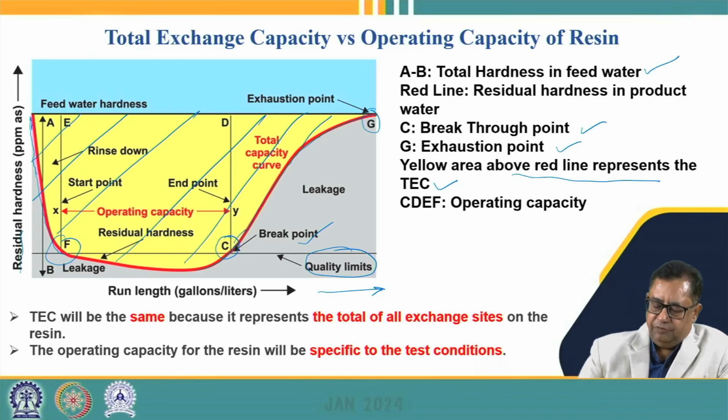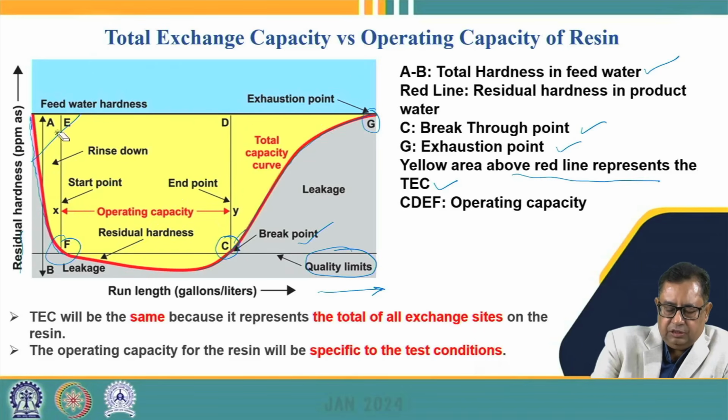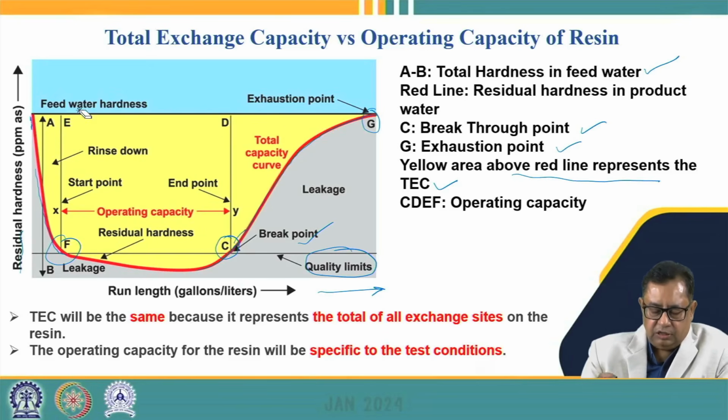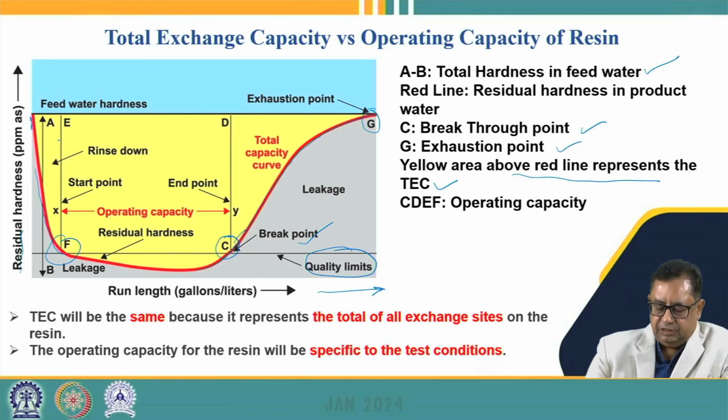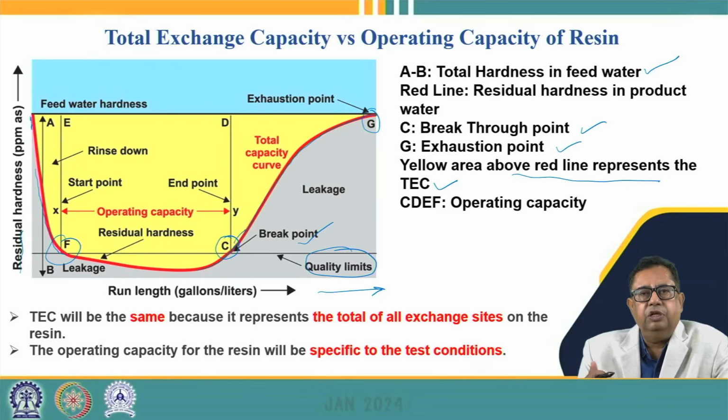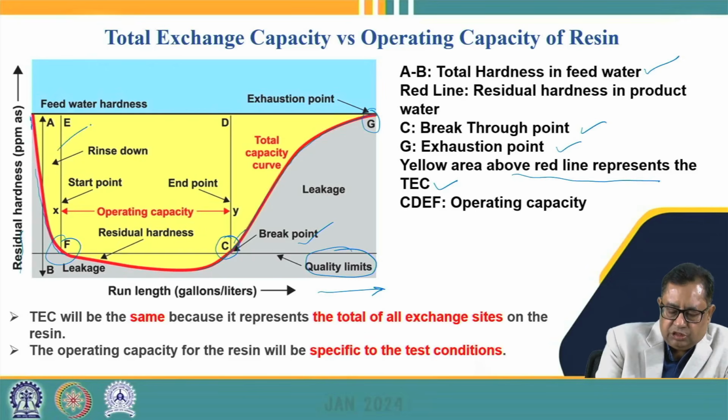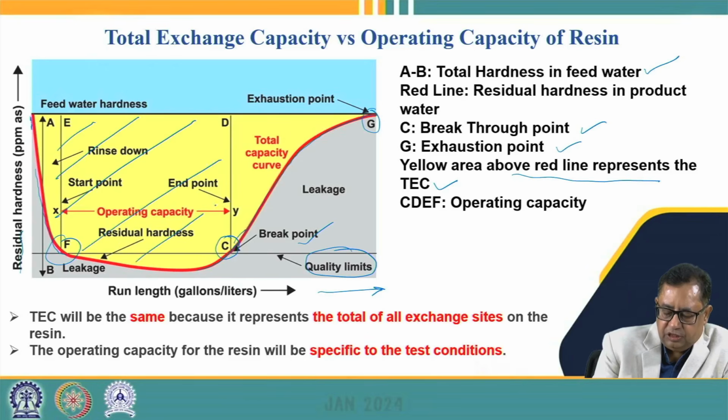And similarly, for the operating capacity, the area lying above the TDEF region is wherever we have the concentration of hardness lower than what is prescribed by the quality limits. So this area will give you the operating capacity of the resin.